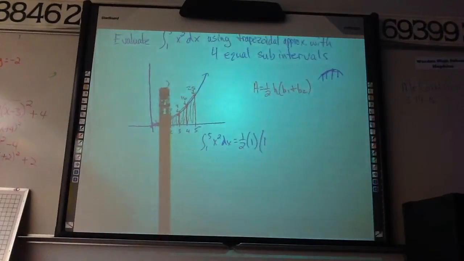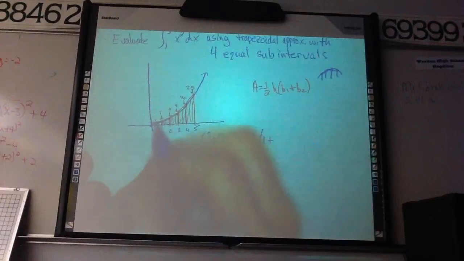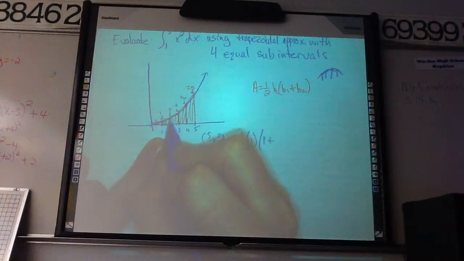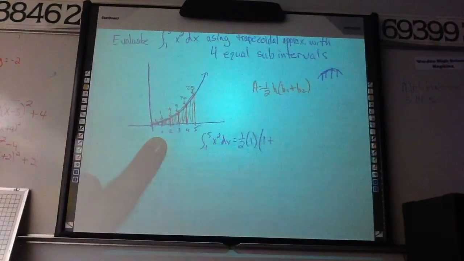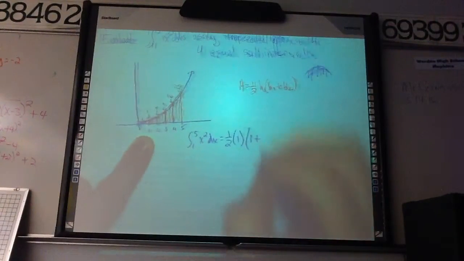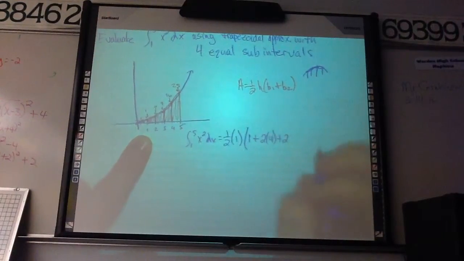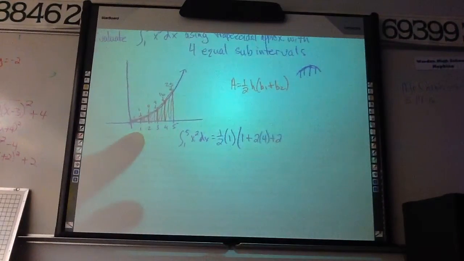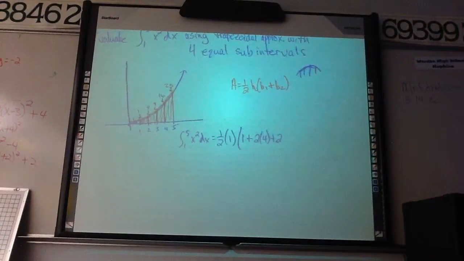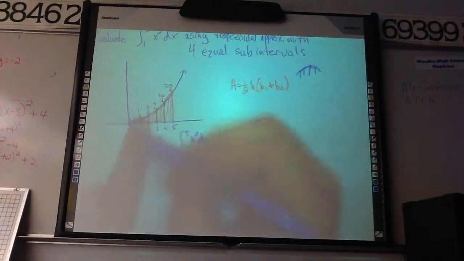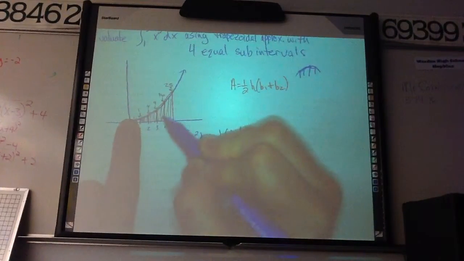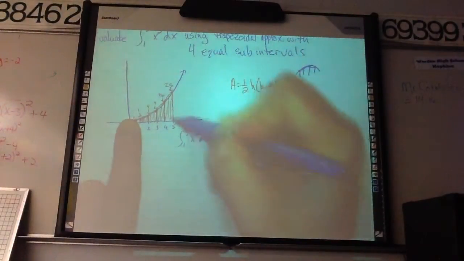Okay, so you only use 1 once. Plus, but remember, this base right here gets used twice. It gets used in this trapezoid, and it gets used in this trapezoid. So 2 times 4. Once you do enough of these, you realize that all the middle ones get used twice, and the outside ones get used once. And so it becomes really fast just to go through it. You see that? That one's going to get used twice, that one twice, that one twice, and that one gets used once.